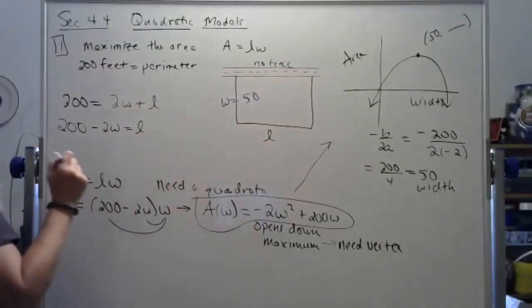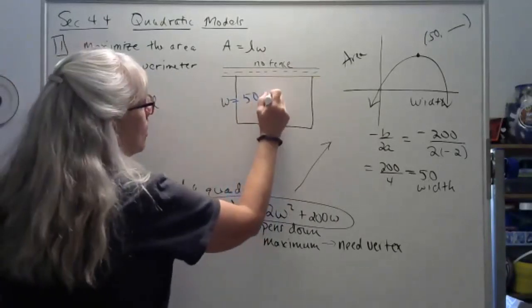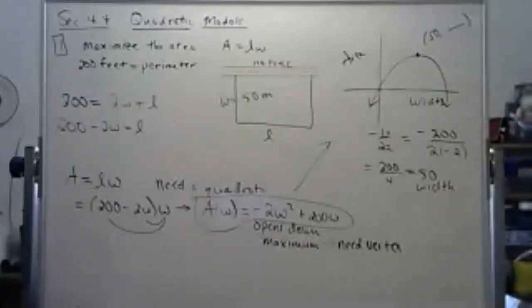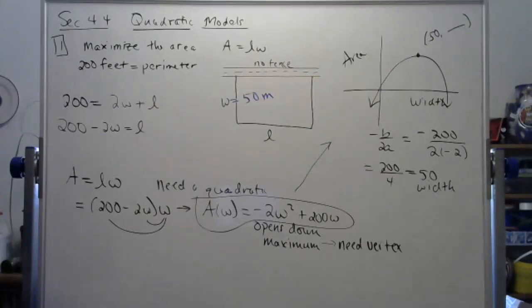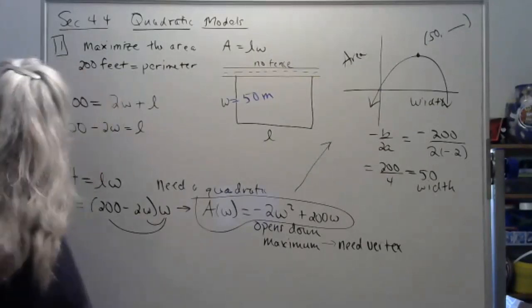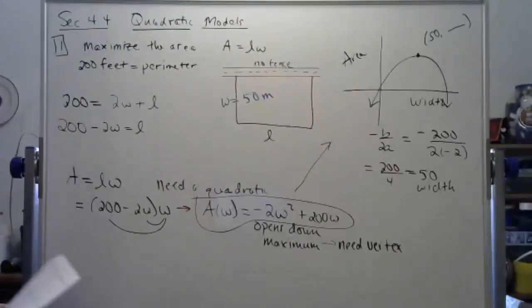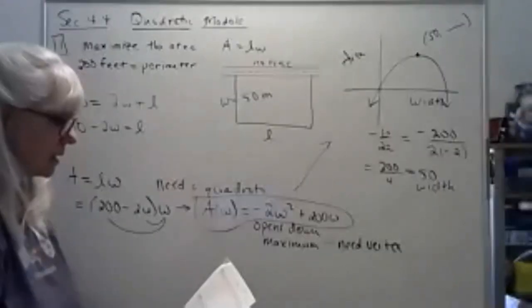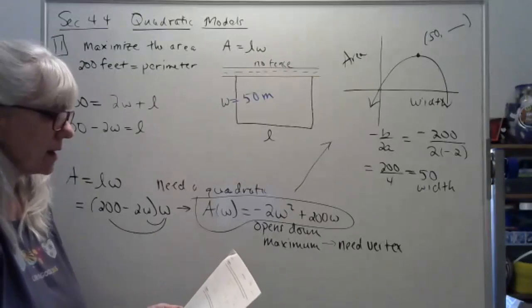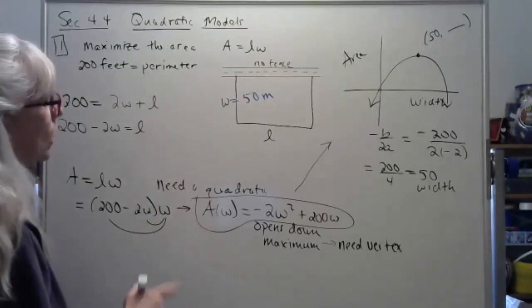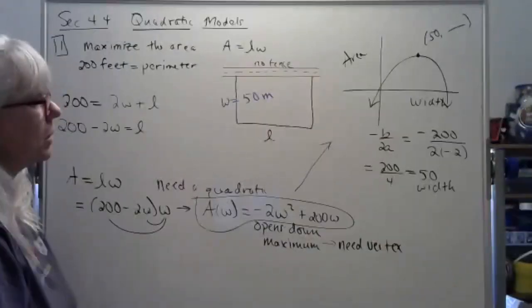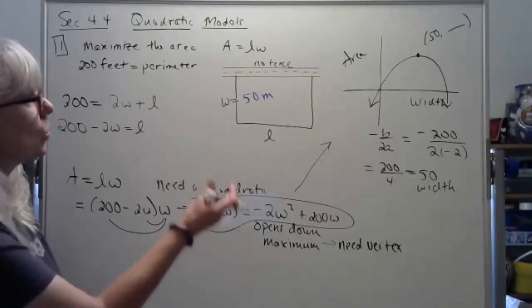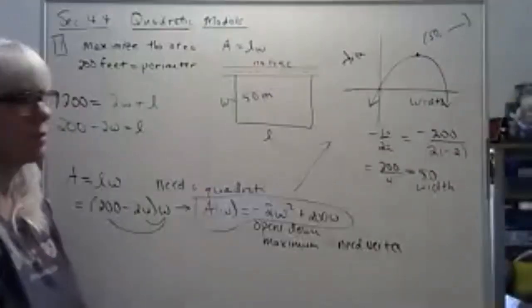Actually, I think I'm in meters. Yeah, we're in meters. So 50 meters. Okay, I'm going to step back and reread the question just to make sure I'm going to answer the question. So again, we've got 200 meters of fencing to enclose a rectangular plot. If we don't fence the side along the highway, what's the largest area that can be enclosed? So what they're actually asking for is the area. How am I going to find the area? I just found the width. How can I find the area?